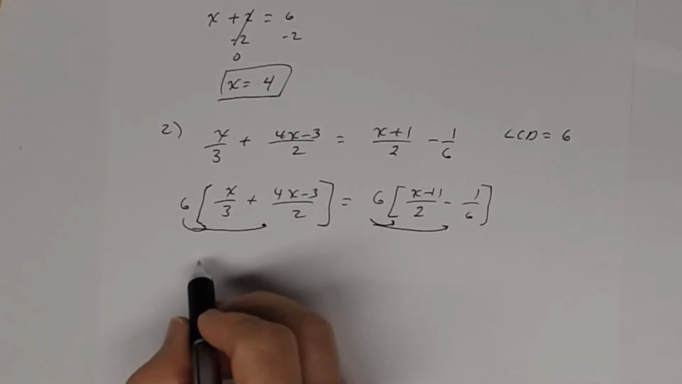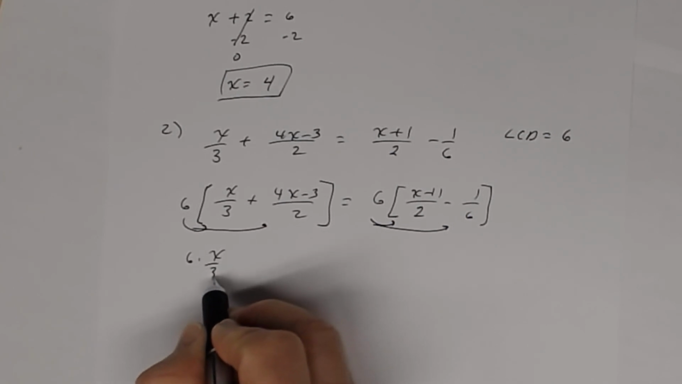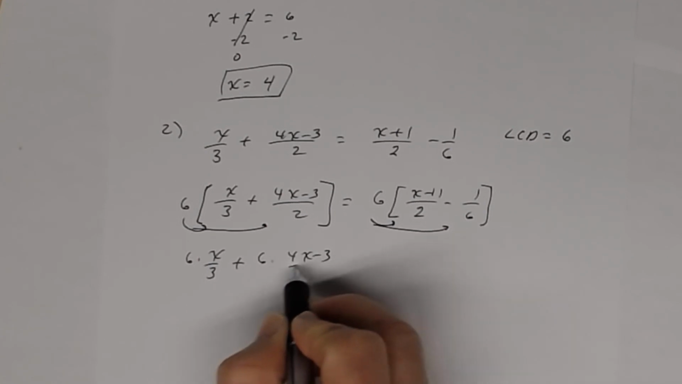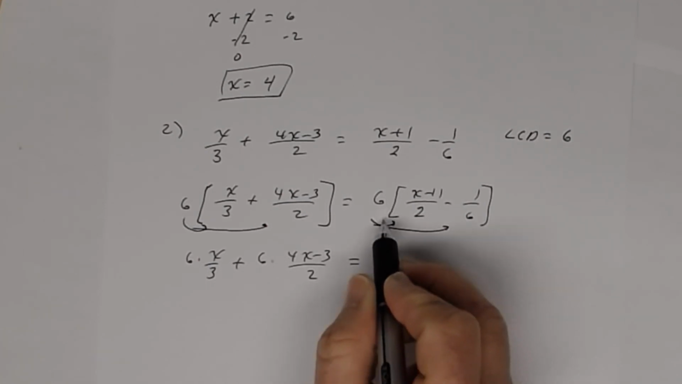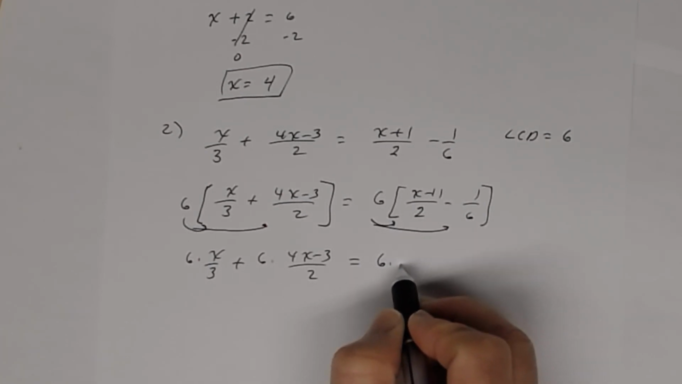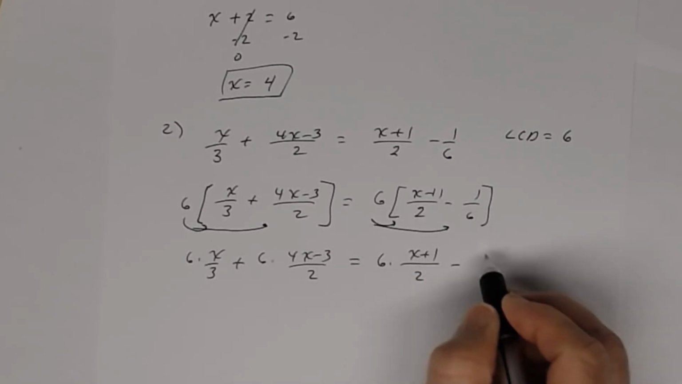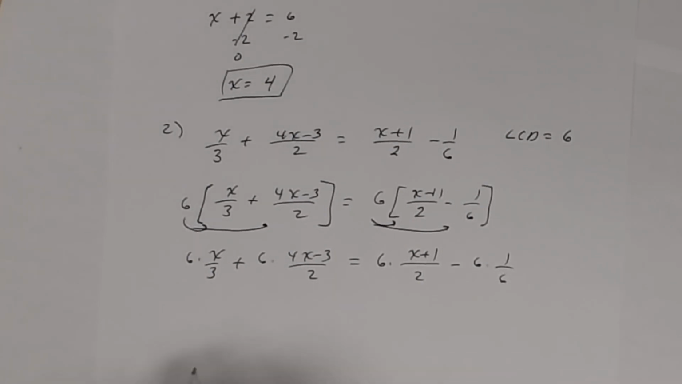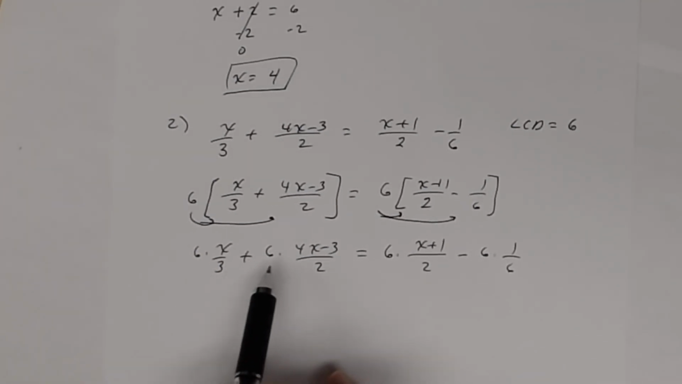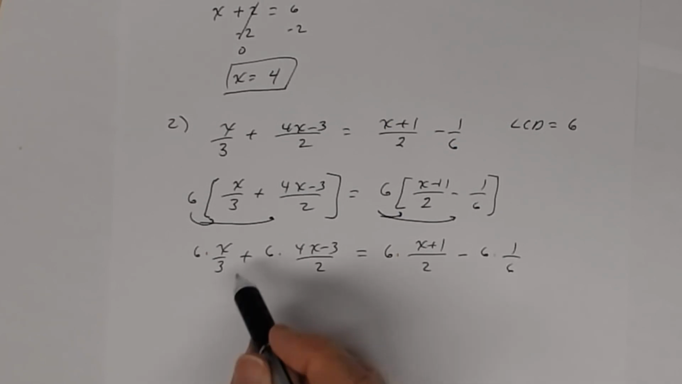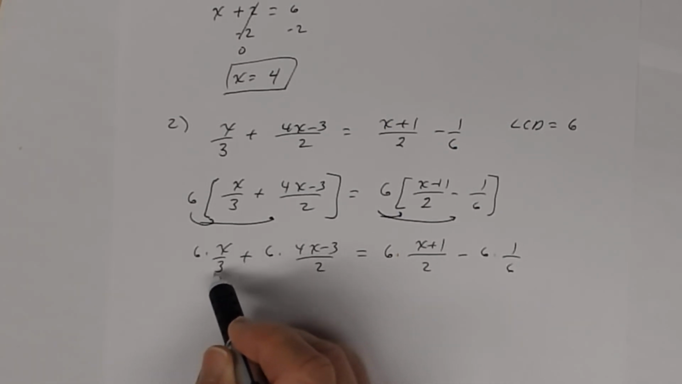When I distribute, I get 6 times x divided by 3 plus 6 times this fraction, (4x minus 3) divided by 2, equals 6 times this fraction, (x plus 1) divided by 2, minus 6 times 1, which is 6. And remember, the whole purpose of multiplying by the LCD is to clear those fractions, so these denominators will now become 1. When you reduce, you'll see that you get 1 in the denominator.